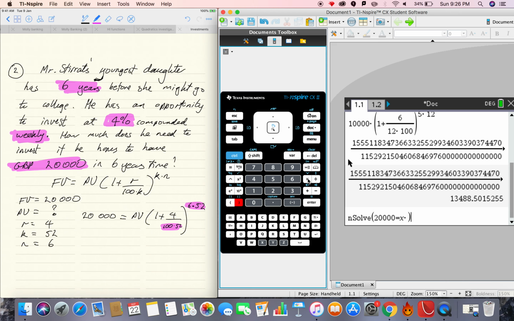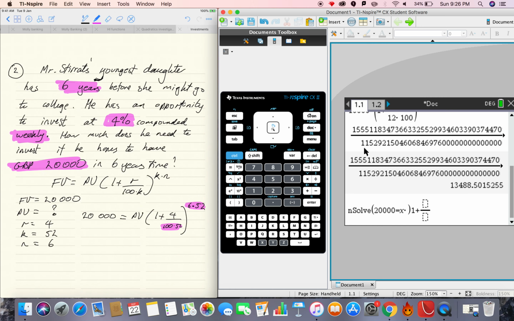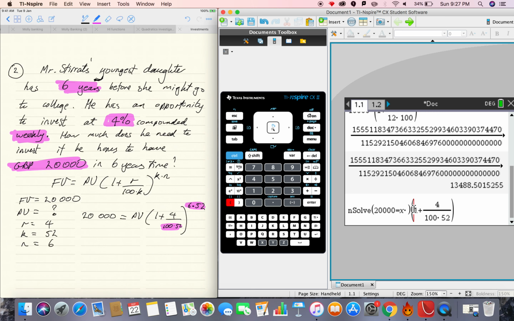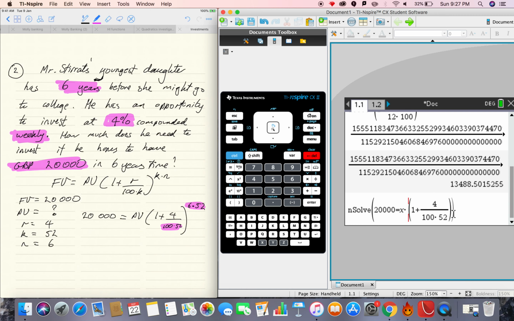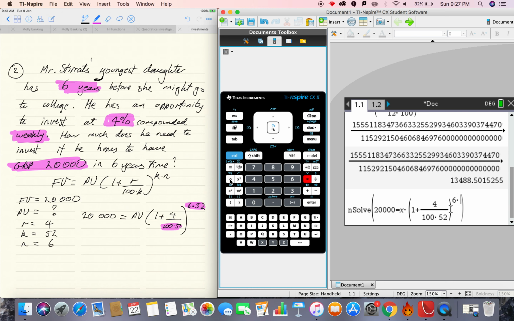X times open bracket 1 plus, magic fraction button, 4 over 100 times 52. I can see I've got a bracket missing here and a bracket here. Does that look okay now? There's too many brackets in here. Let's have a look. 20,000 equals X times 1 plus 0.04 over 100, then hat, and that's 6 for 6 years times 52 weekly payments. Let's see if that looks okay.